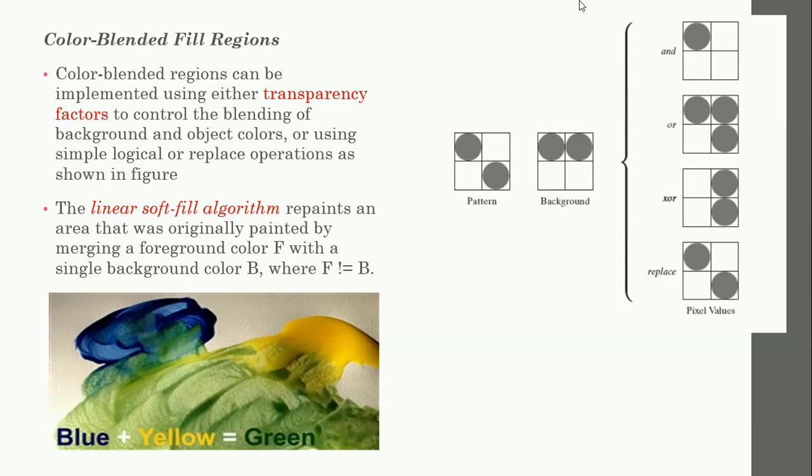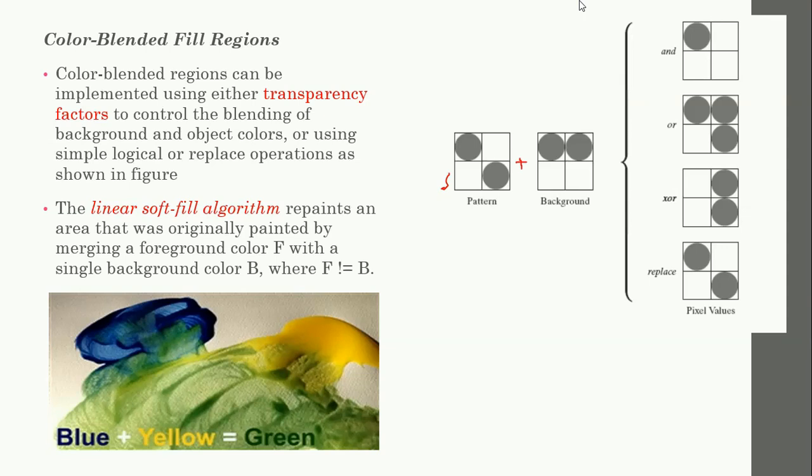So here let us take one example. I said that you can combine the fill pattern. So this is a filling pattern you have, and you also have certain background colors. Now you are going to combine this fill pattern with the background color. So let us see what the different logical operations are that can be performed on this pattern and the background color.